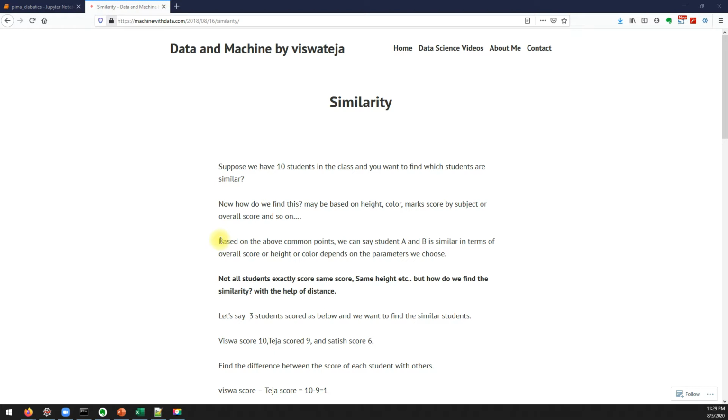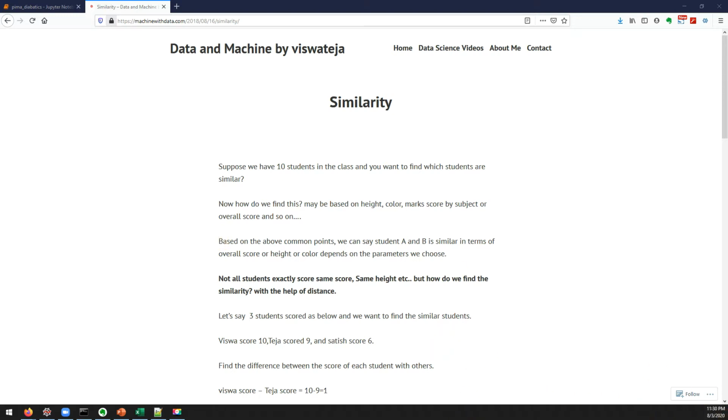Obviously, based on these attributes I can say student A and B are similar to each other, but there is a problem, right? No two students will be at the same height, or the same weight, and they won't score the same marks. Now how can I find the similarity? That's where the distance matrix comes into place. So we'll take one simple example.